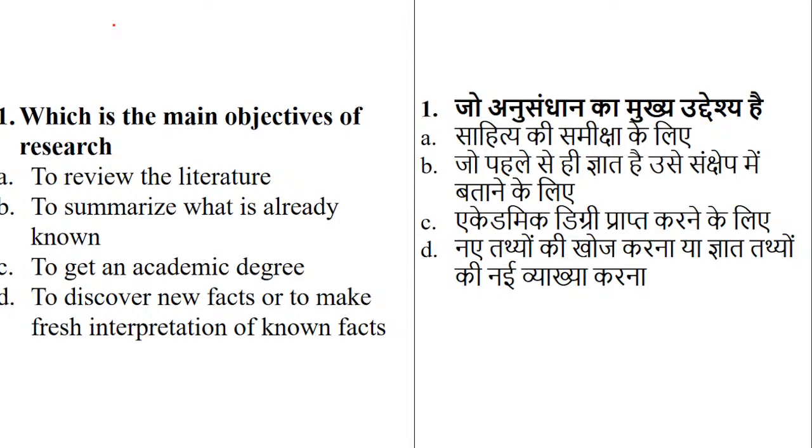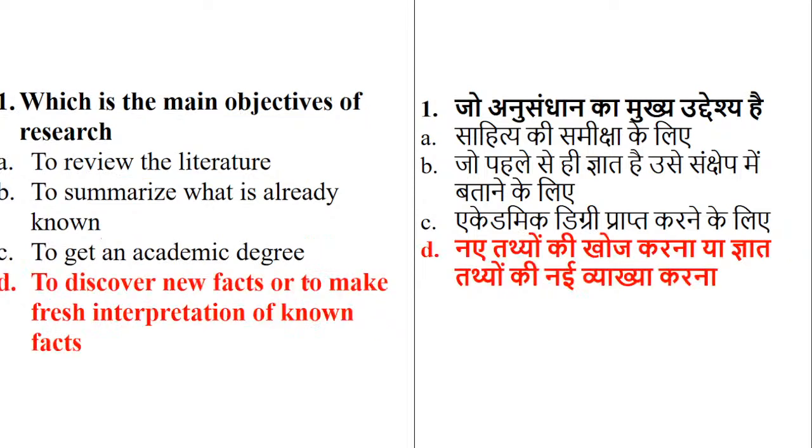Yes, very good. When you see the options, is the main objective of research to review the literature? Yes, it is, but this option indicates only review of literature. So this is not the answer. To summarize what is already known: yes, but that is not the main objective. See, the statements are right, but why are we eliminating the options? Because these are not main objectives. To get an academic degree, definitely not. So basically, what is the main objective of research? That is option D, to discover new facts.